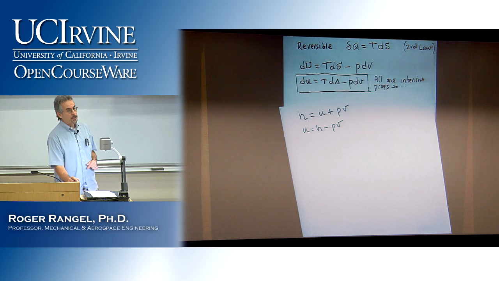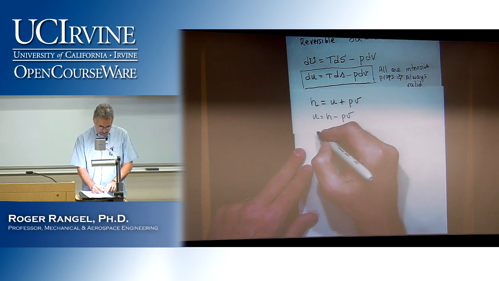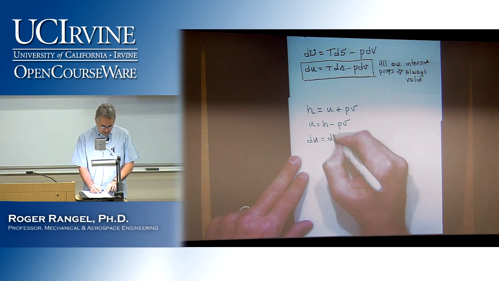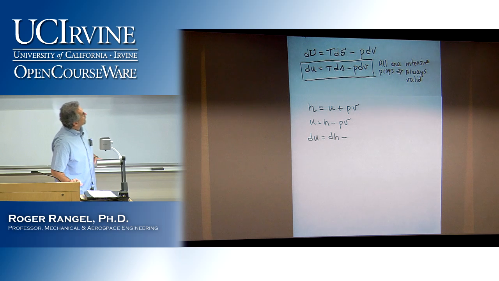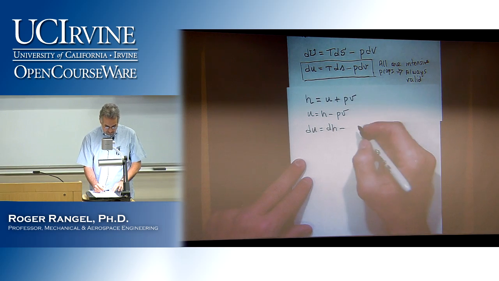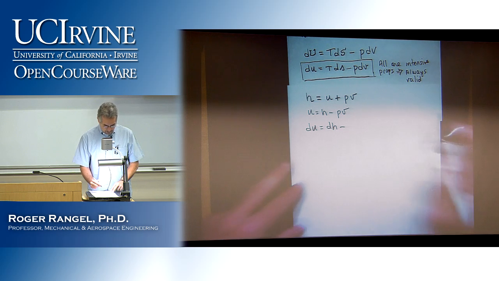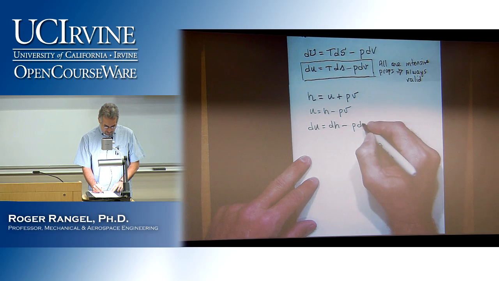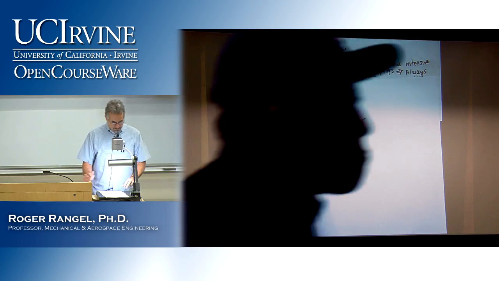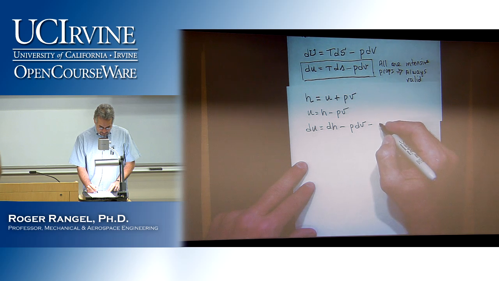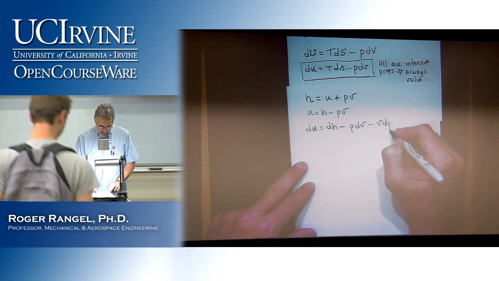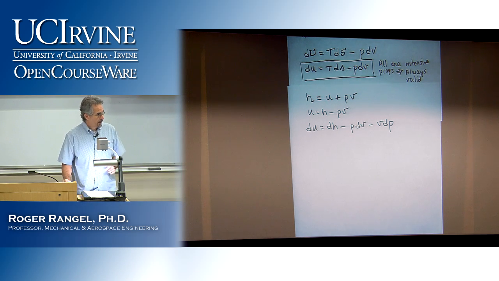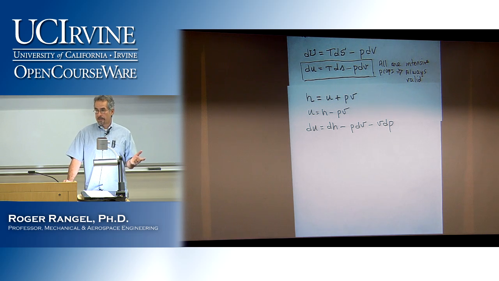Now let's differentiate this. dU is dH minus the differential of the product of P and V. You just apply the product rule: say, P dV, the first times the differential of the second, and then the second times the differential of the first. Simply differentiating and using the expression for the derivative of a product.